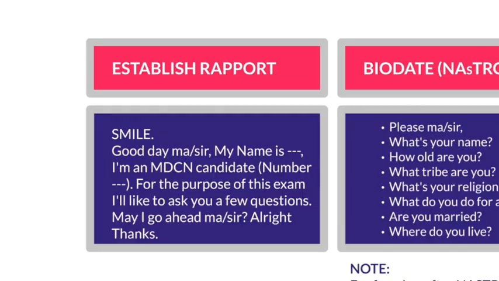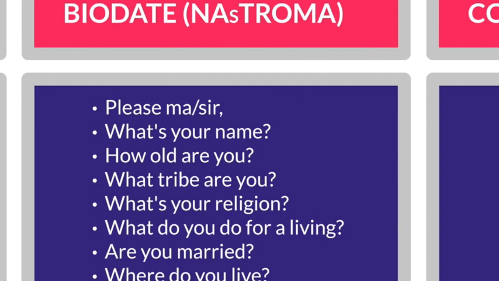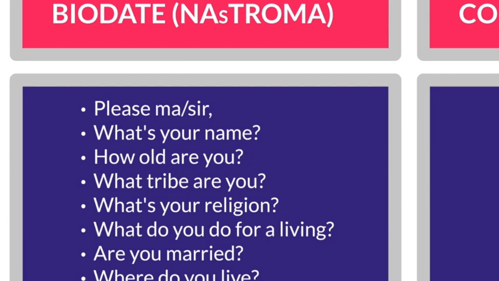So we've talked about the biodata. Now, if you look here in the biodata, I talked about using NASTROMA. N for name, A for age. You can see the S there is pretty tiny. I did that on purpose because it doesn't really matter. You don't need to ask about the sex of the person if you are seeing the person right in front of you, okay? You know if the person is male or female, except if the person has other gender affiliations, you get me? So the name, the age, the tribe of the person, R for the religion, O for occupation, M for marriage, and A for address. So if you could follow that, it makes it way easier.